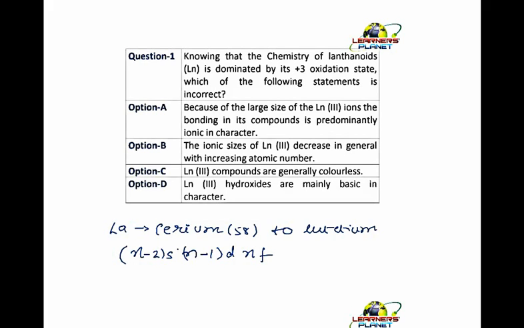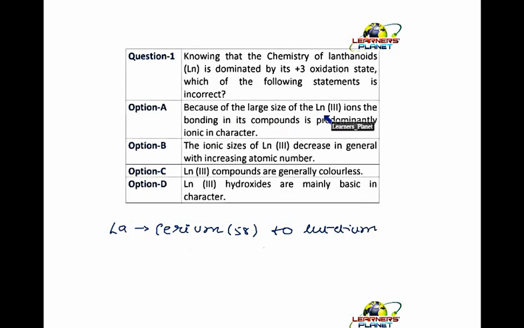Or I can write the configuration as 4s, 5d and 6f, right? So in these, where are the electrons present? They are present in the f orbitals. Now let's take up the options.